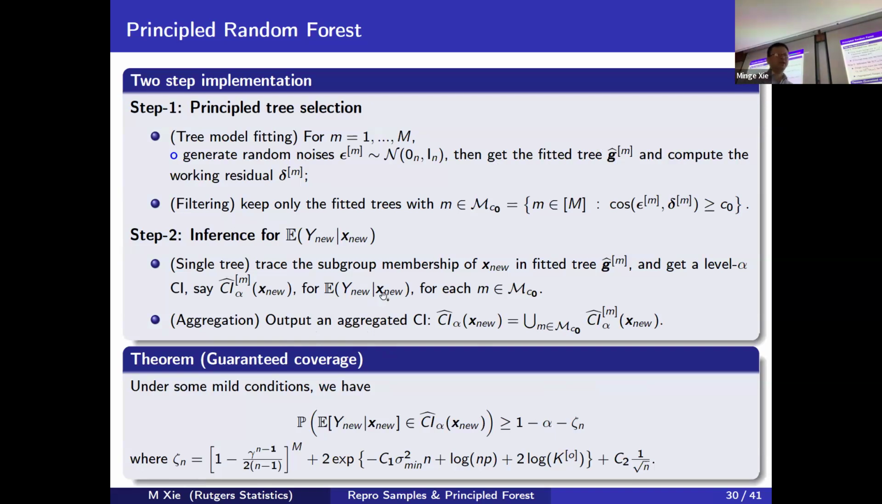And after that, we can ensemble. For aggregating, we just use a very naive, very simple approach, the union of the intervals. So this is conservative. If people want to do model averaging, that would be better. And we have theory to guarantee the coverage mathematically. This result is actually a finite sample result.